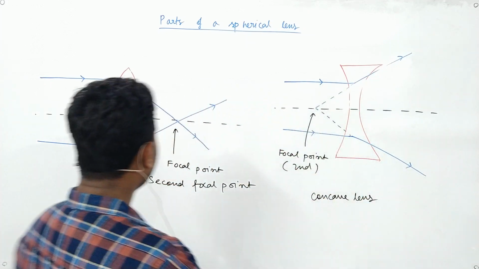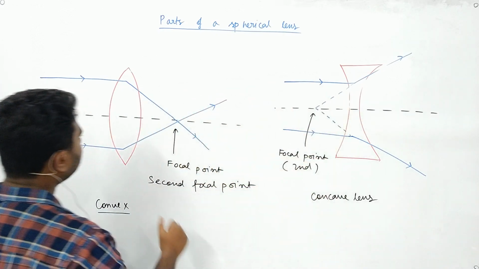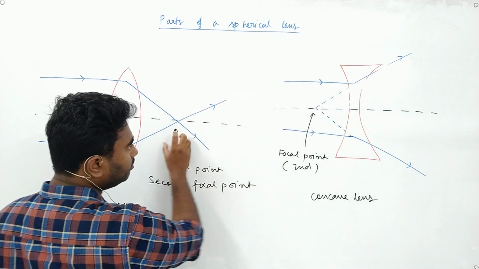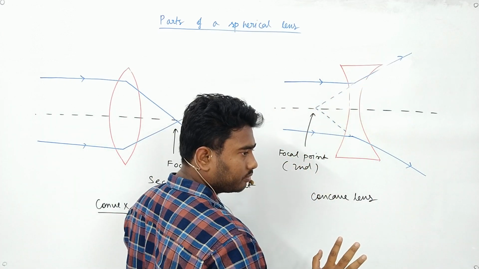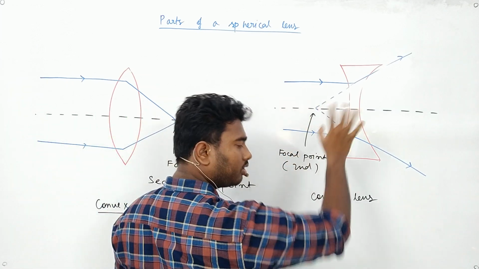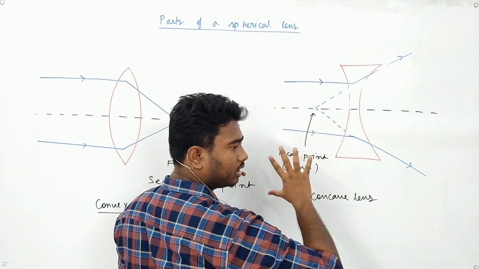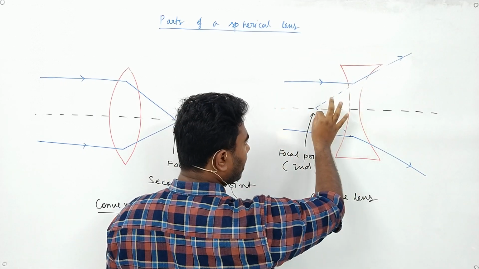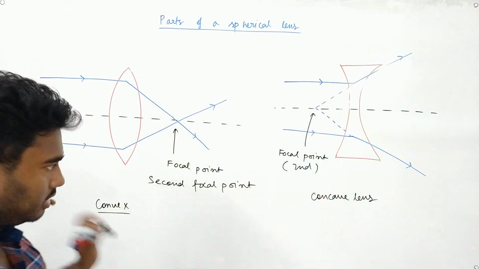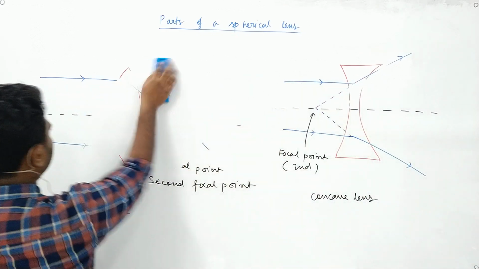But the whole concept lies here: as the rays of light are coming parallel, then after refraction, whether they are directly meeting or they are not meeting at all, they will either appear to meet or will meet at some point, the second focal point. Okay. Now we will do the second concept.